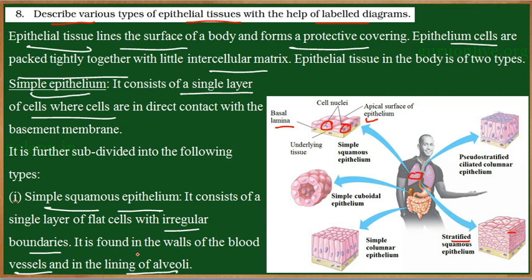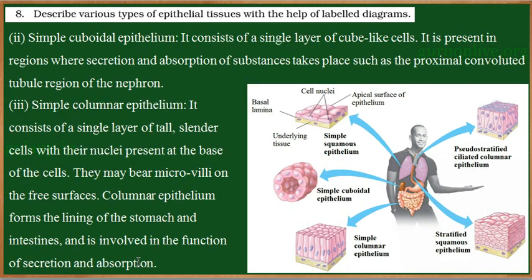Since these cells are very thin and flat, they help in exchange of substances. Diffusion can take place very easily. So they are found in the lungs, that is the alveoli of the lungs, or the blood vessels. The next one is simple cuboidal epithelium. These are the cuboidal epithelium. They are cubical in shape and they are found in the kidney.